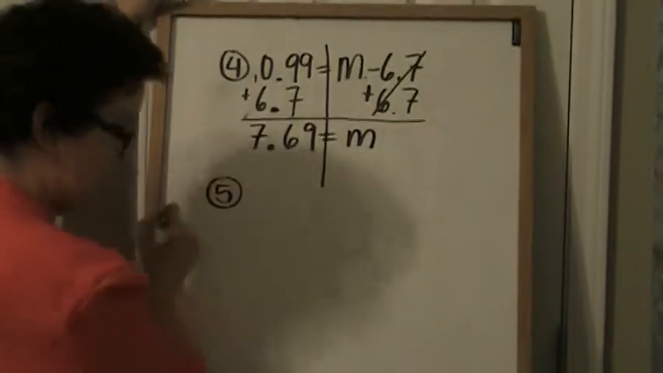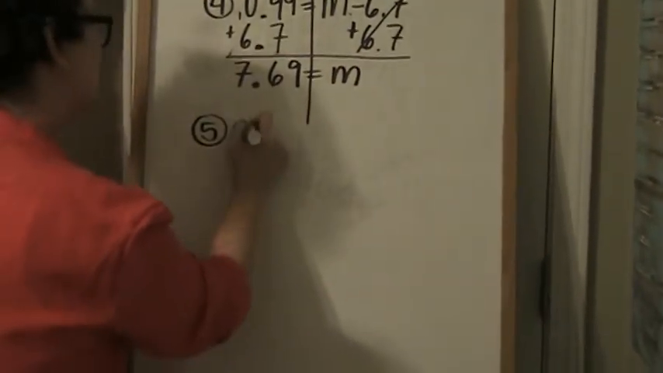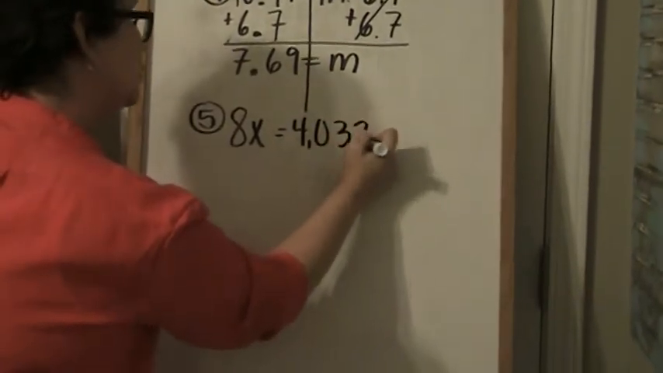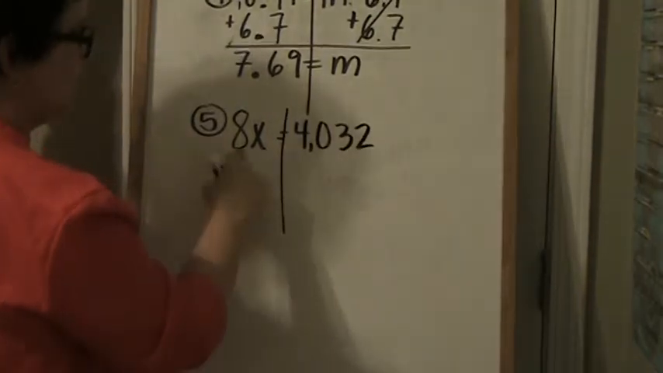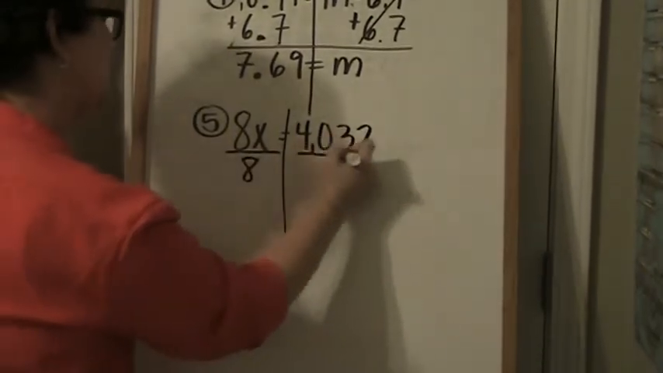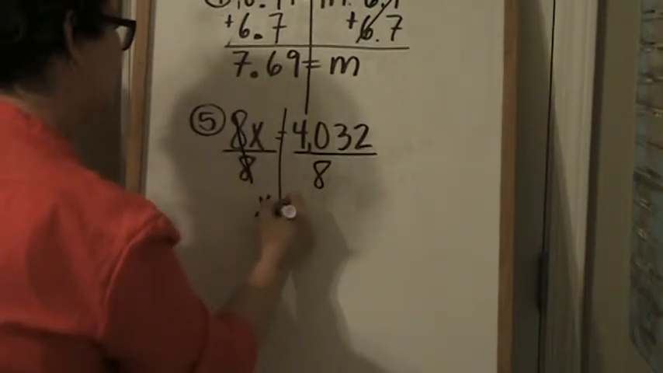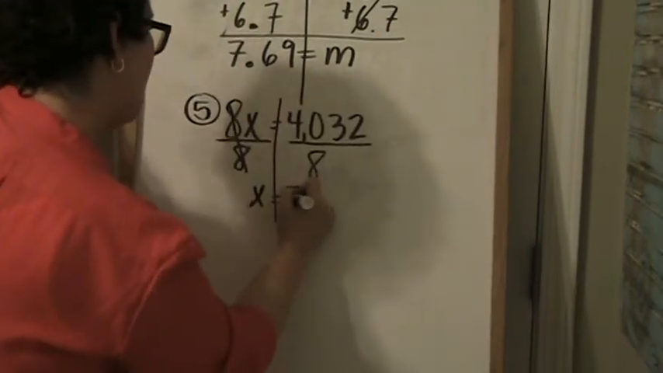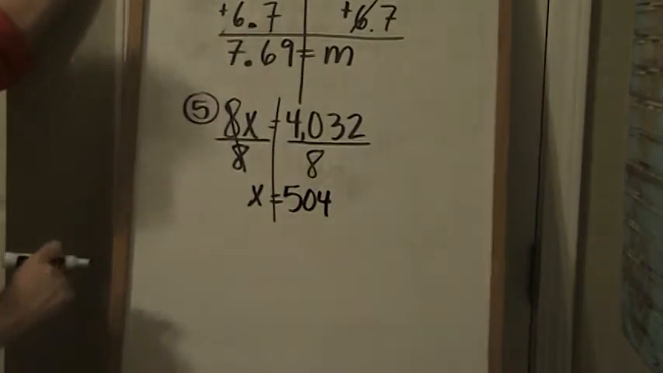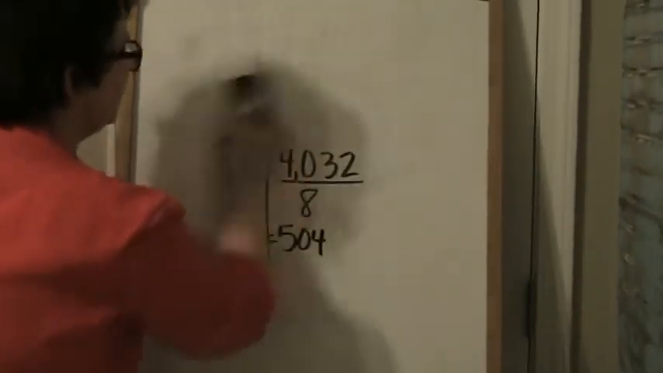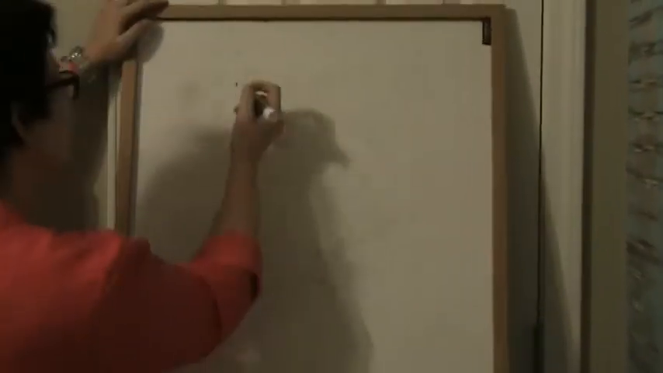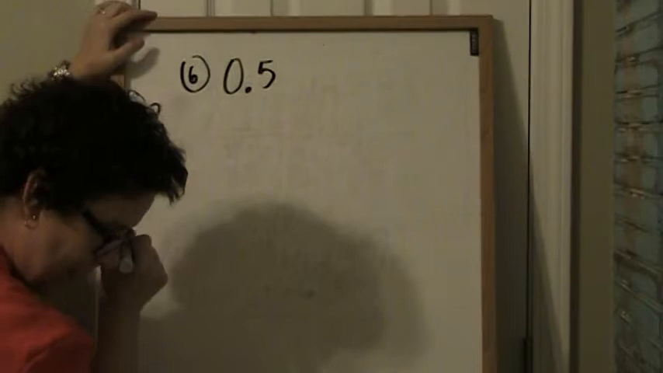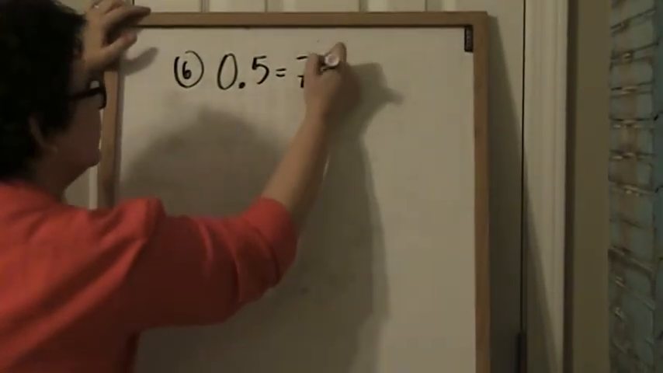All right, let's do number 5. 8x is equal to 4,032. There we go. 8x means 8 times x. Inverse is divide. X is equal to 4,032 divided by 8, which is 504. All right, we're going good. Number 6. Again, I like my zeros in front. 0.5 is equal to 75.